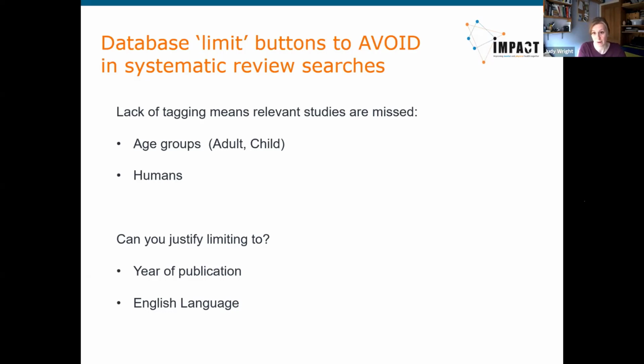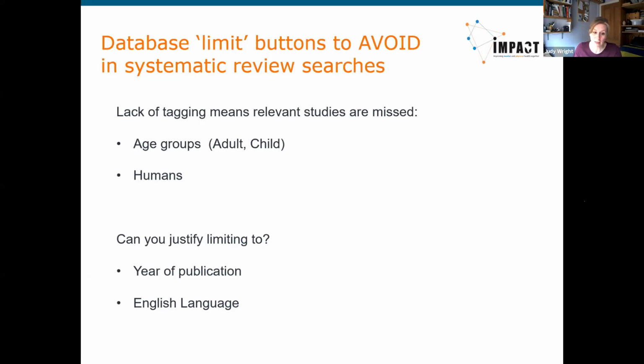Most of them will be actually about humans. And the same with the age groups. That's been shown to miss some records. If you limit it to child, you might miss some records that just haven't been tagged as a child for whatever reason. There are other limits that you can use in databases.